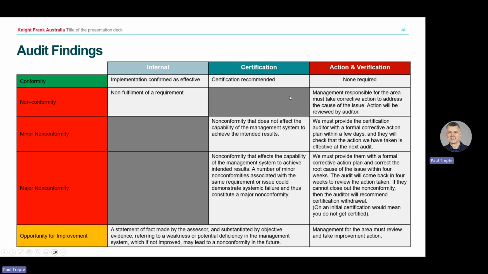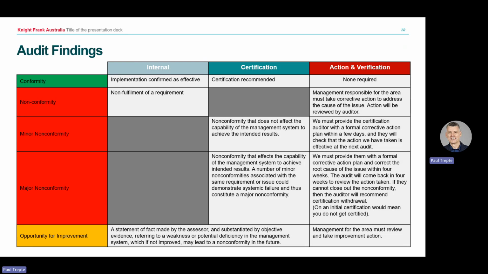In terms of certification audits, they use a slightly different approach. If they find everything conforms, so we've got conformity, they recommend certification. They tend to break non-conformities down into two different areas. So they'll have a minor non-conformity. A minor non-conformity is something that doesn't affect the capability of the management system to achieve its intended results.